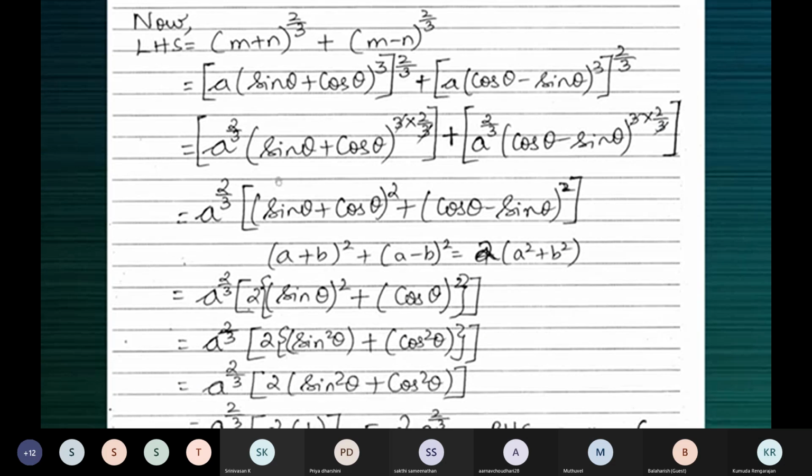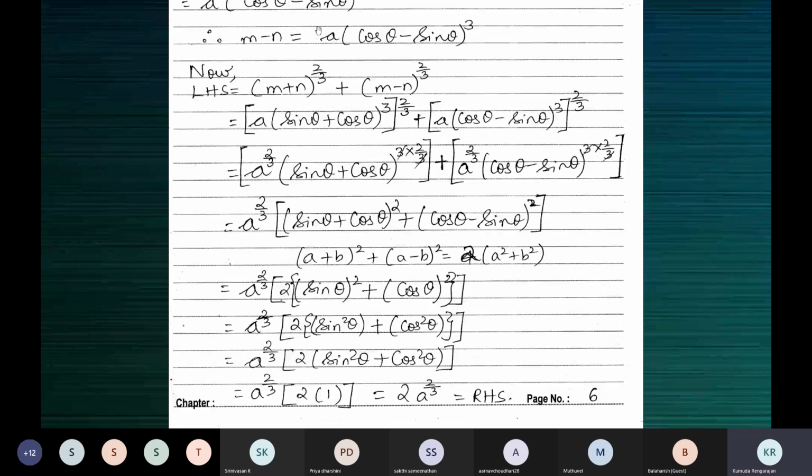Now, this is m. We have substituted m plus n: m plus n to the power 2 by 3. This is m plus n, a into sine theta plus cos theta to the power 3. For m plus n, we have a plus sign here. a times sine theta plus cos theta, the whole cubed, the whole power 2 by 3.